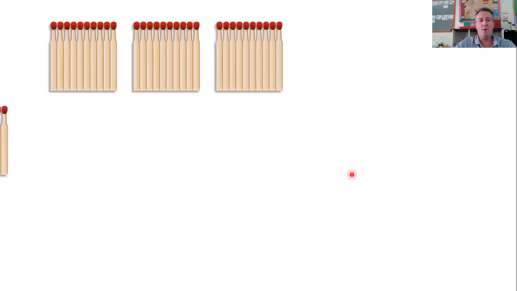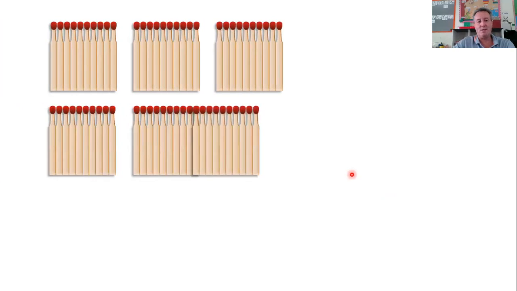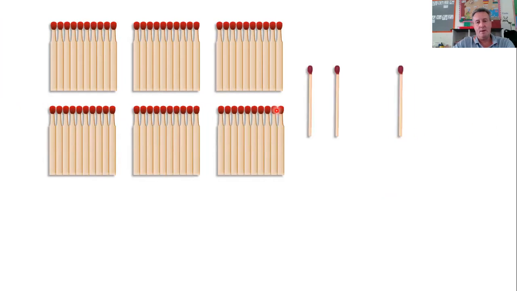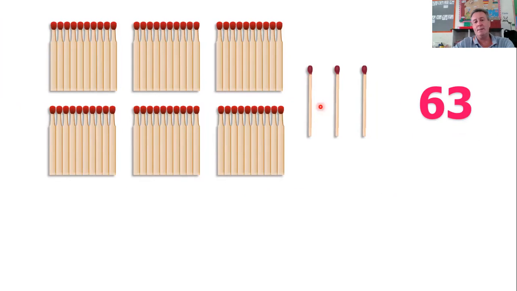Let's do one more. So this time we've got matches. Now 10, 20, 30, 40, 50, 60. Now tens, 6 tens, 60. And 3 ones, it's just 3. 1, 2, 3. 63.